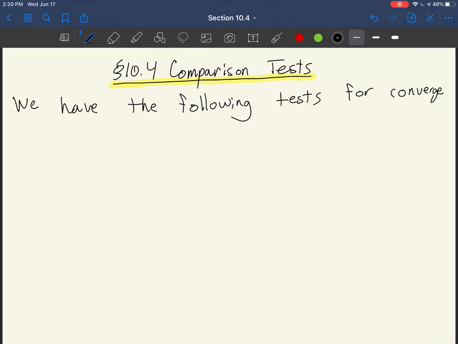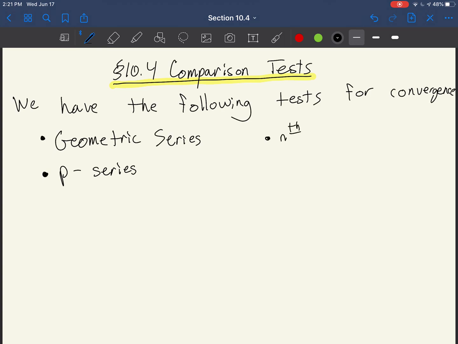Tests for convergence of a series. So first you have two series or families of series that we immediately know if they converge. We have the geometric series. We know that the geometric series converge if the absolute value of r is less than 1. We also have the p-series. We know that the p-series converge if p is greater than 1.